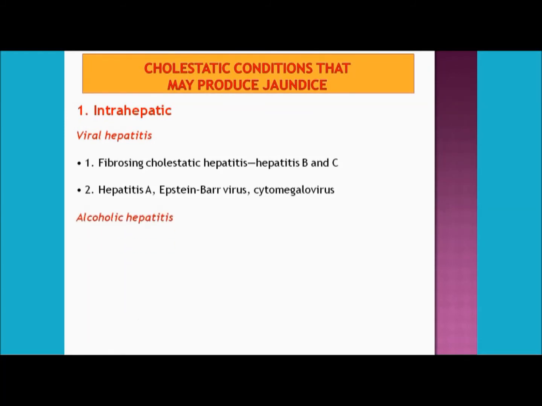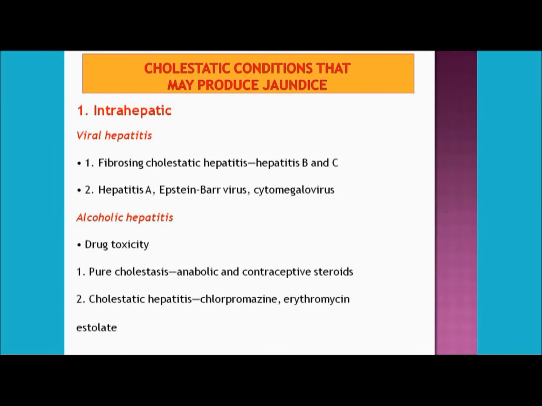The next one is alcoholic hepatitis. We have already discussed drug-induced toxicity. So pure cholestasis is generally induced by compounds like anabolic or contraceptive steroids. They can cause cholestatic hepatitis, right? Next, cholestatic hepatitis is sometimes also induced by drugs like chlorpromazine and erythromycin estolate, right?